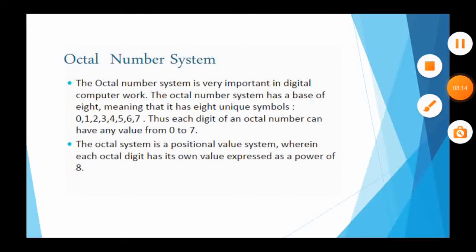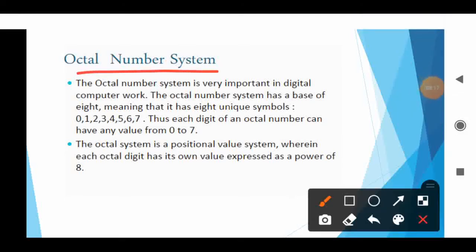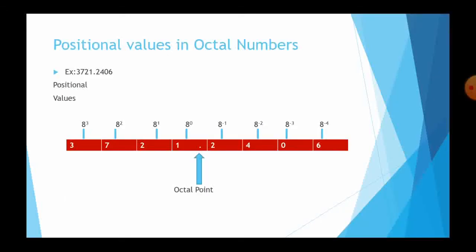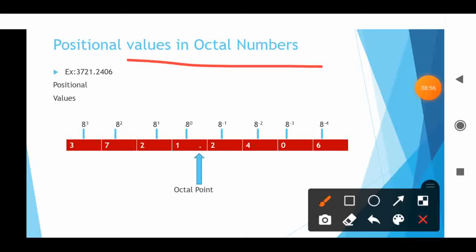The next one is the octal number system. The third number system is what? Octal number system. What is the base value here? 8. It has base 8, meaning 8 unique symbols: 0, 1, 2, 3, 4, 5, 6, 7. The values of an octal number are 0 to 7. The octal number system also has a positional value system, wherein each octal digit is represented with the base value 8. We will see the positional values in an octal number system.